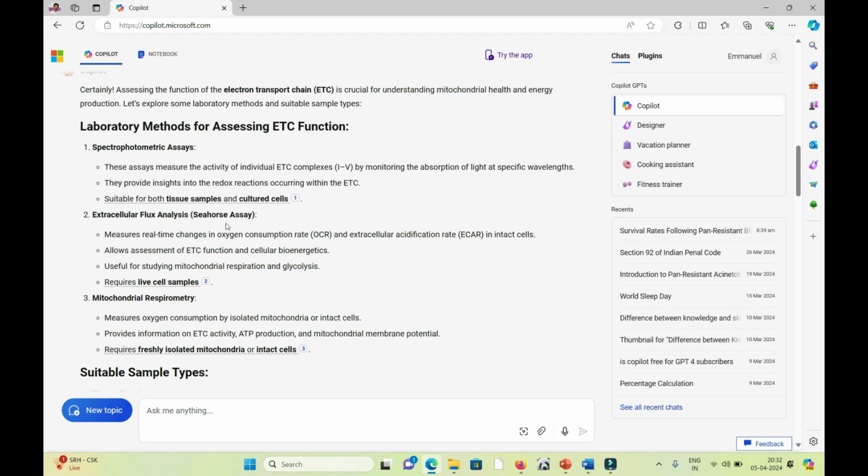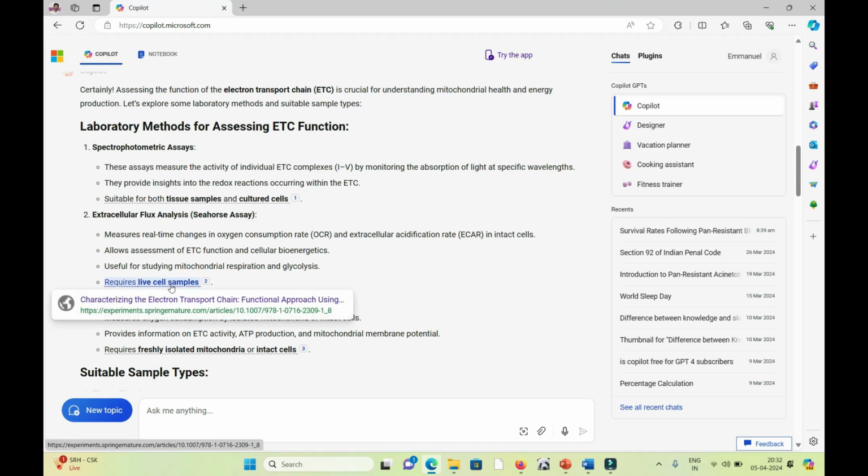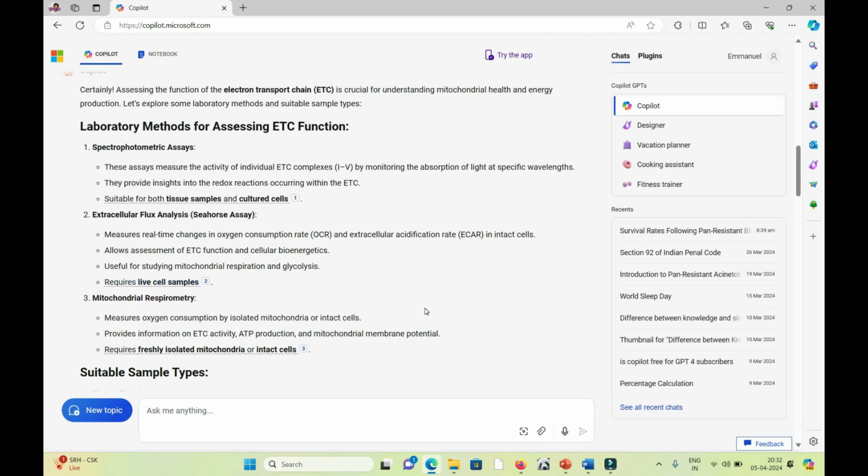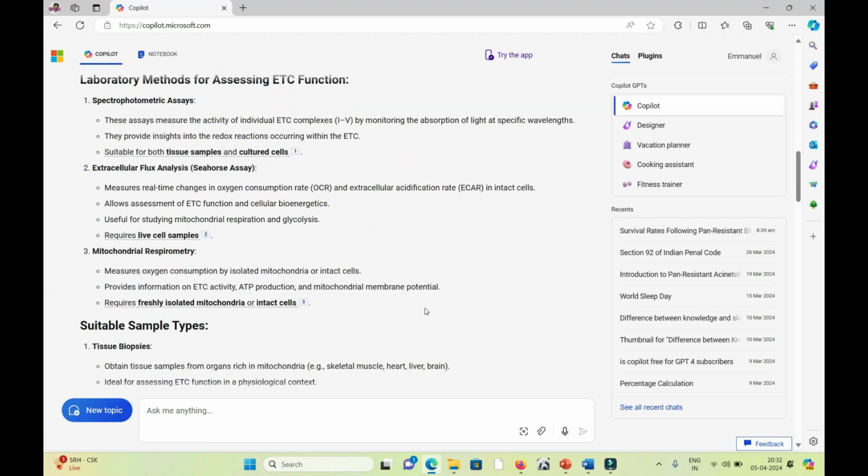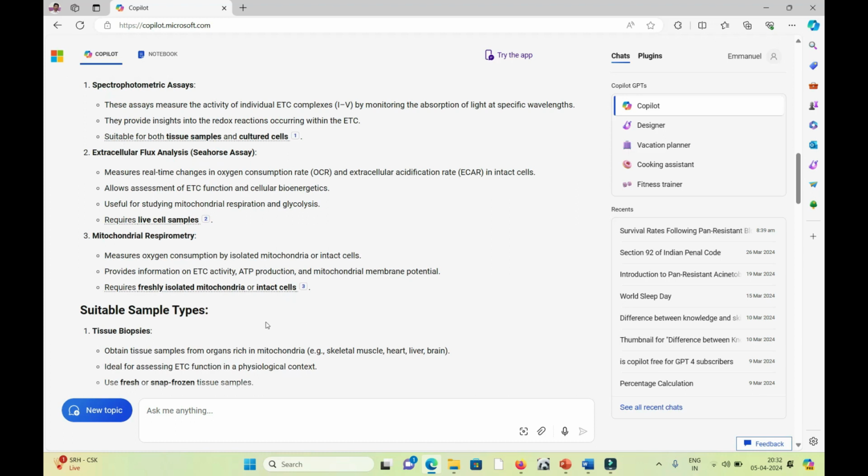So it is telling that you can use tissue samples and cultured cells. Then here it is telling that you can look at the extracellular flux assay, which is for liver sample cells, which are difficult to get. Mitochondrial respirometry it is suggesting. The method it is telling, and it is asking for fresh isolated mitochondria or intact cells.